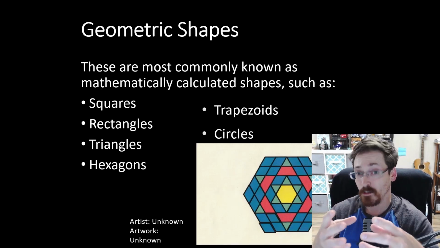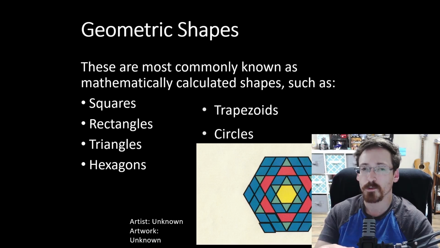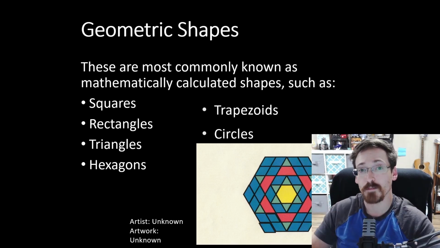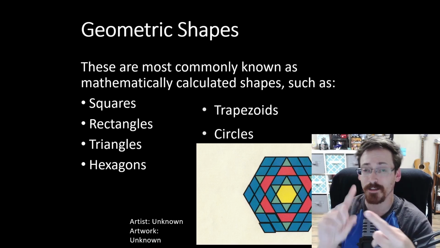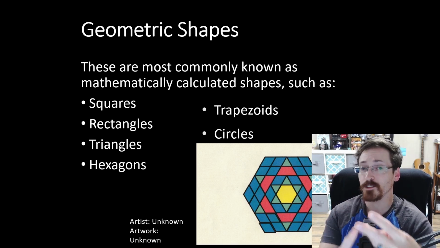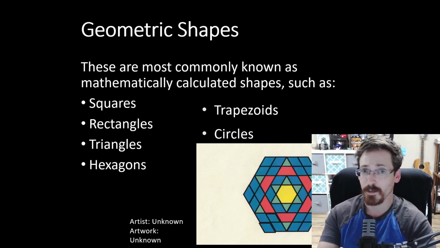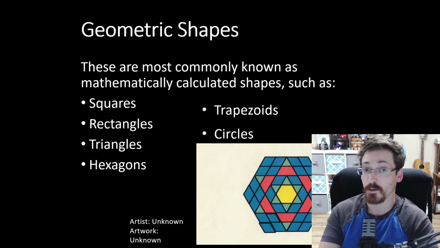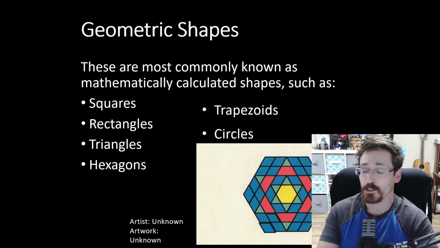Now there's two different types of shapes: geometric shapes and organic shapes. Geometric is the root word of geometry, or in other words, it's a shape that you can make using math. Pretty much if it has a straight line, if it has corners, or if it's a circle or an oval, it's a geometric shape. If you can look at that and say, oh, that is a triangle, rectangle, hexagon, dodecagon, all those are geometric shapes.